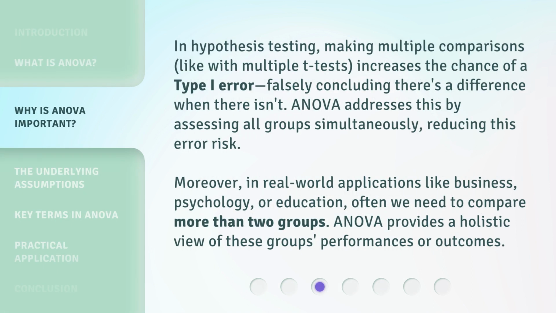In hypothesis testing, making multiple comparisons, like with multiple t-tests, increases the chance of a type 1 error, falsely concluding there's a difference when there isn't. ANOVA addresses this by assessing all groups simultaneously, reducing this error risk. Moreover, in real-world applications like business, psychology, or education, often we need to compare more than 2 groups. ANOVA provides a holistic view of these groups' performances or outcomes.